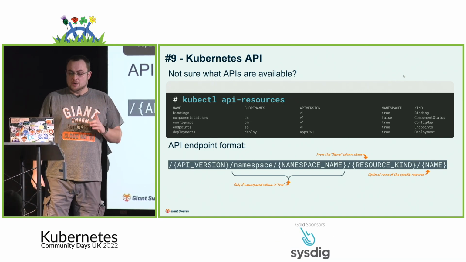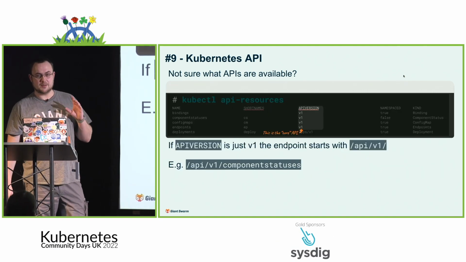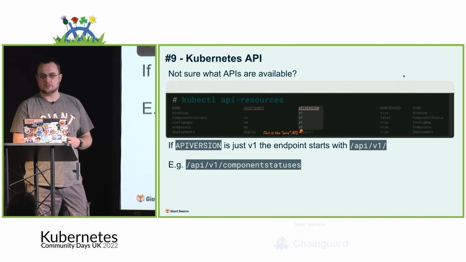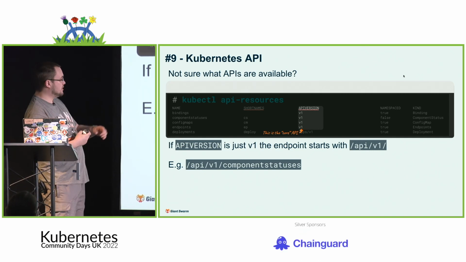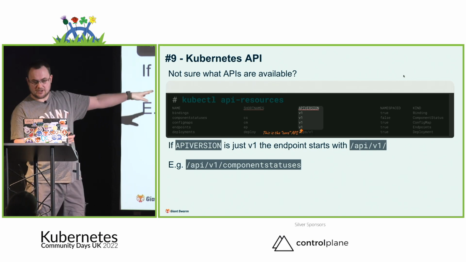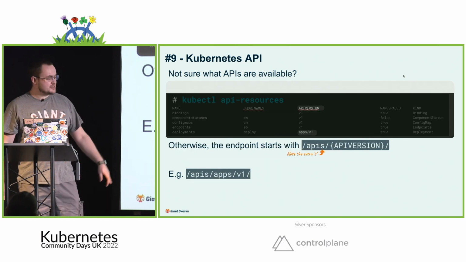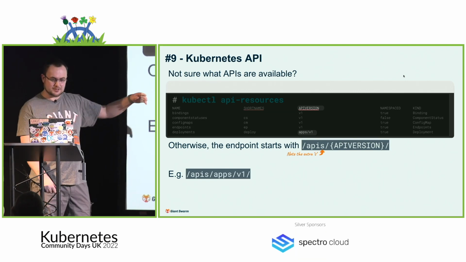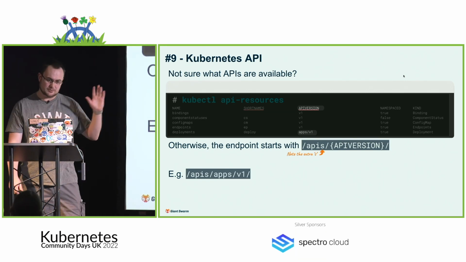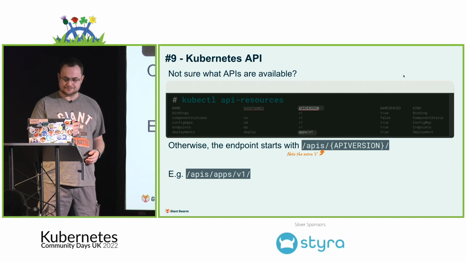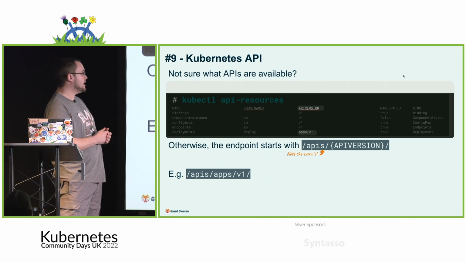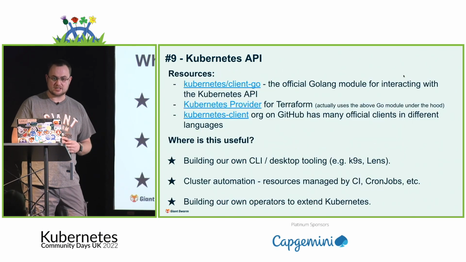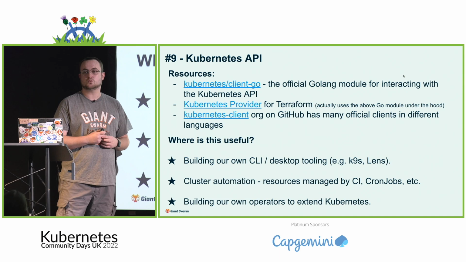Now, one thing to be aware of. I've got the format of the endpoint here, but be aware that if the API version is v1, so these are the core resource types from the early days of Kubernetes, these are on /api/v1/whatever. If it's something else, they've put an S in there in the path, so it's /apis/something. That's caught me out more than once, so be aware of that if you are going directly to the API endpoint.